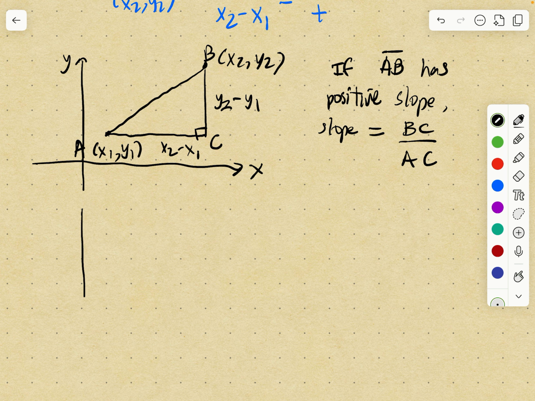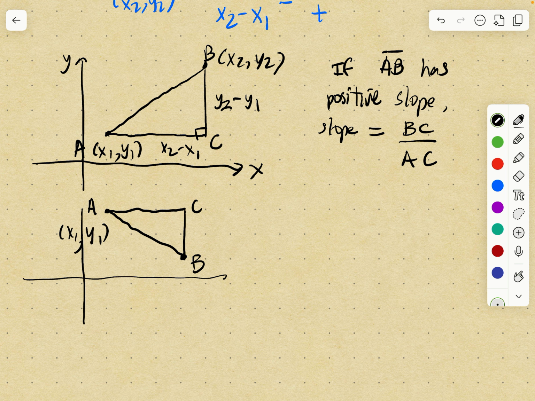On the other hand, if you have a negative slope like this, then, okay, let's call this point C. Okay, so if A is x1, y1, B is x2, y2, then C is going to be x2, y1, because it's the same x coordinate as B and the same y coordinate as A.